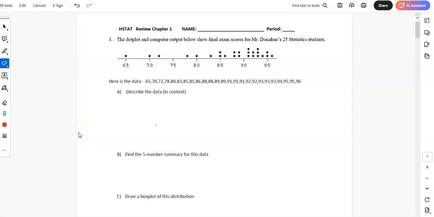Okay, describe the data in context. So these are exam scores, 25 from Mr. Donahue's 25 statistics students. So when you're describing this, you want to talk about shape. So the shape is going to be skewed left.